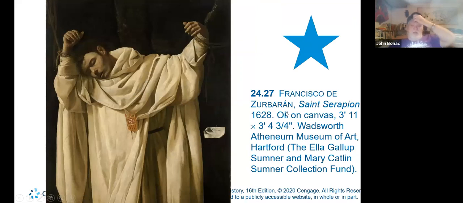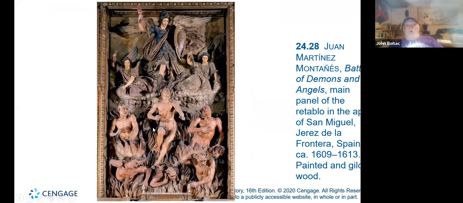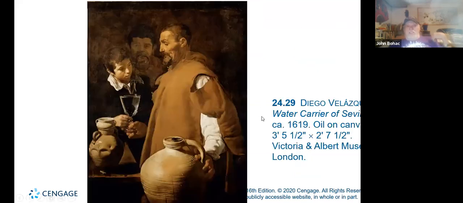Zurbarán, more Tenebrism, Saint Serapion, 1628. Wood carving. And it reminded me of Olivia wrote about wood carving, told me about her grandfather being a wood carver. And that's another thing that's really starting to come to light, how much wood carving was prominent in these years.